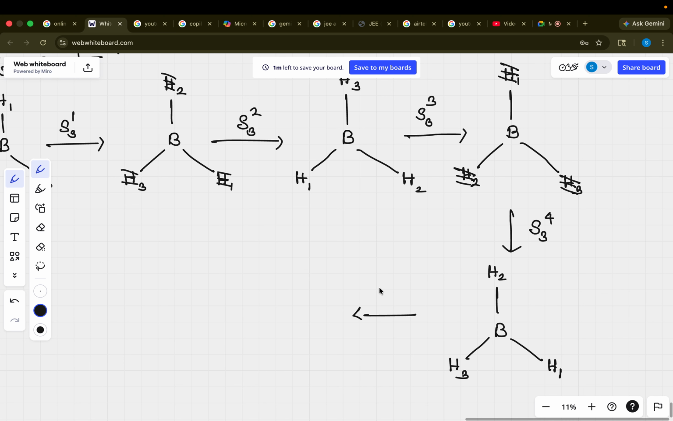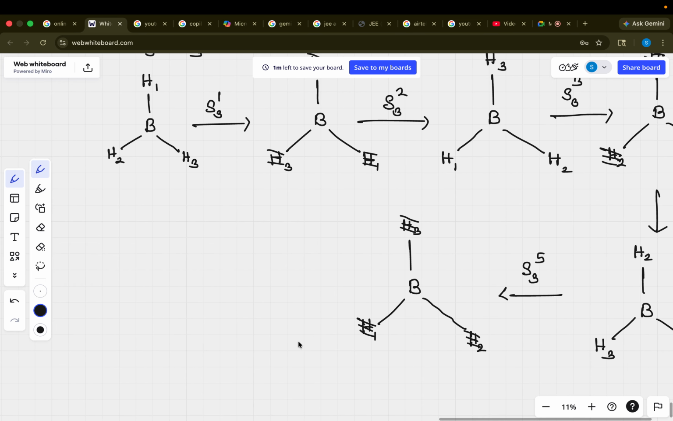Now if I operate S3 5, that means again you are doing this. So what am I getting here? In S3 5, H3 will go there and you will get the back face. H2 will be here, you will also get the back face here, and H1 will be here, here also you will get the back face. That is S3 5, and next you have S3 6.